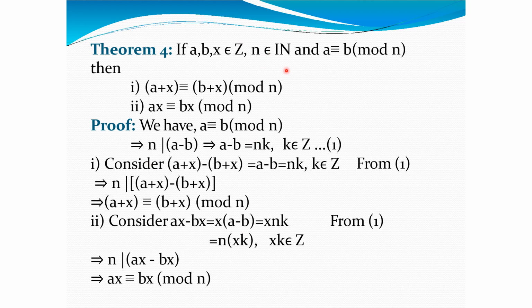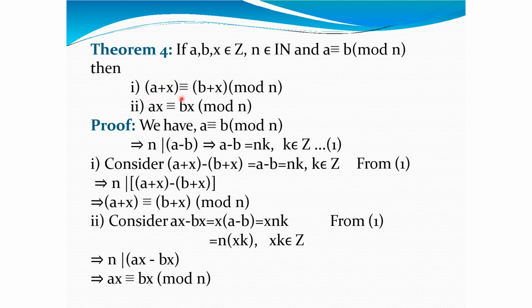Now, what is given to us? a is congruent to b modulo n. So, this part is common for both the proofs. By definition, we can say that n divides a minus b. Now, from the concept of divisibility, a minus b is equal to n into k for some integer k. We call this equation 1.